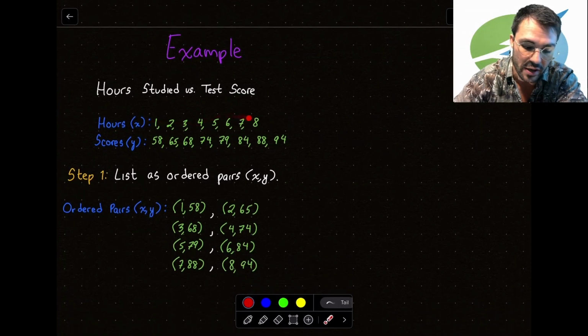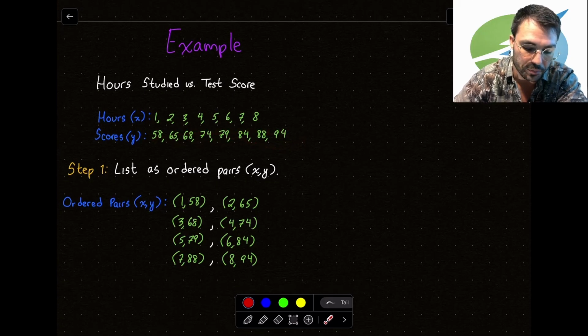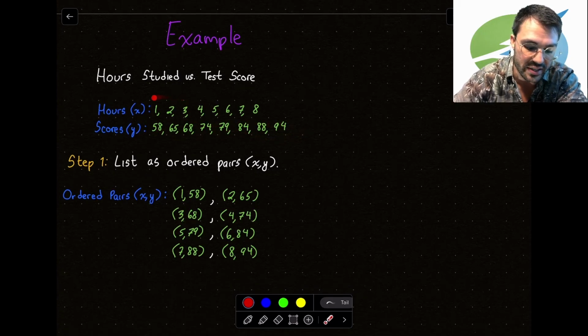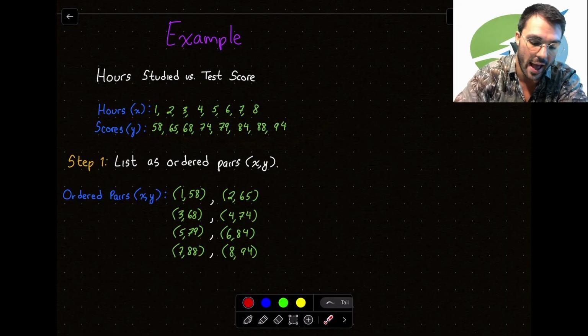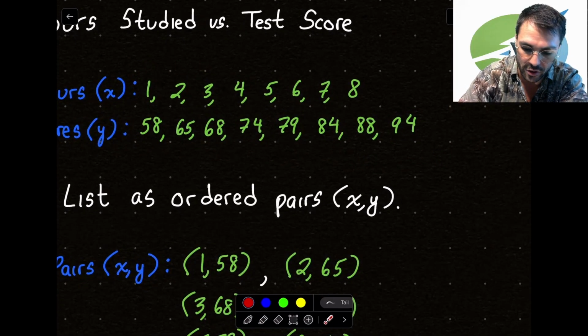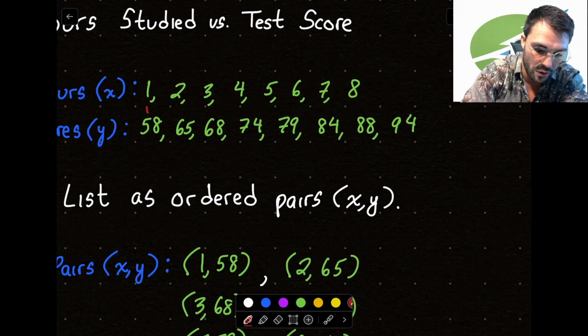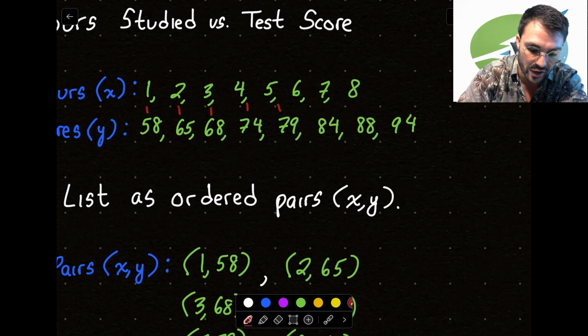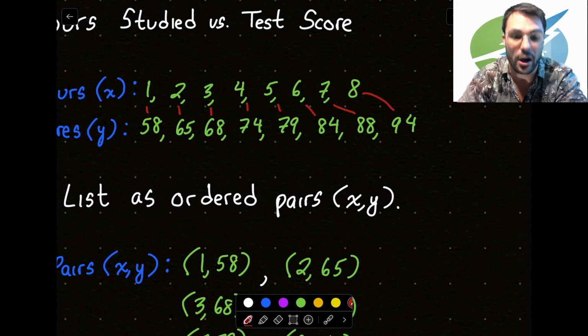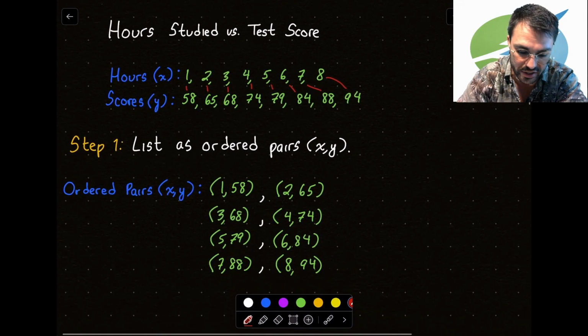So here we're given a range of 1 to 8 for hours studied, and we're given a range of test scores. Okay, so our first step is we're going to take this and list it as an ordered pair. They line up with each other. The first elements go together, second, third, fourth, fifth, sixth, seventh, and eighth. That's the pairings we're going to make with each other. As you can see, I did here.